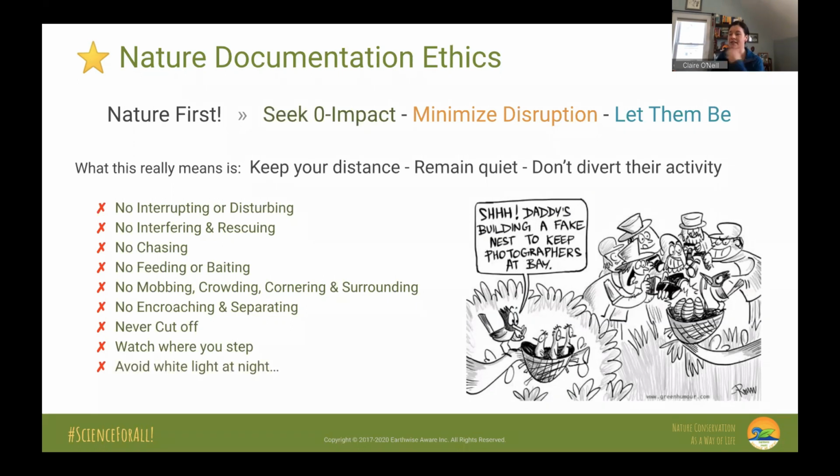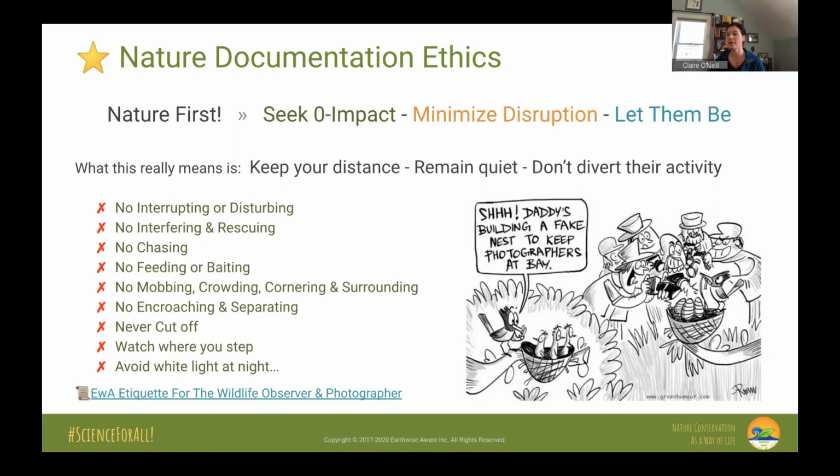So there is something to be said as well. I spend a lot of time in the wild. White light at night is also a disruption. So usually when I'm out there, except when I do a moth night, I use red light in order to minimize disruptions. So here are some resources if you want to go further in understanding what are good ethics approaches, validated as well by conservationists and scientists.